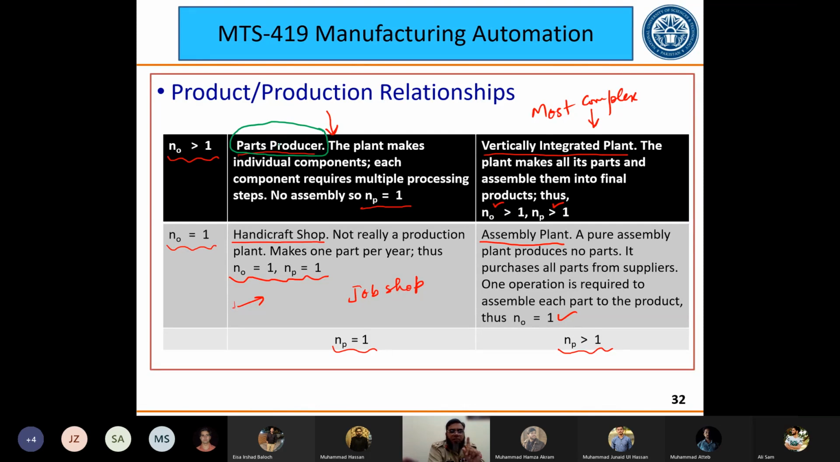Which is making only parts which have more than one number of operations.